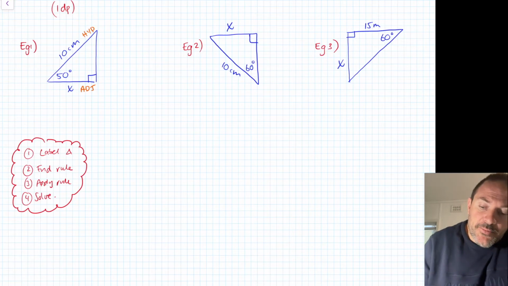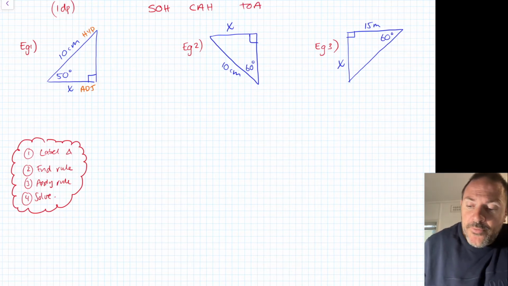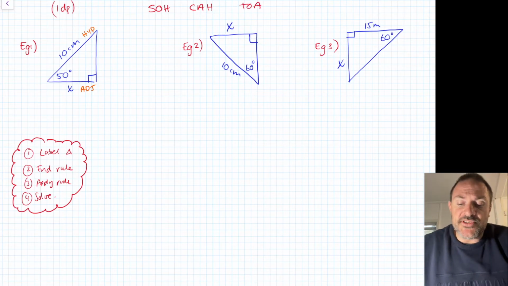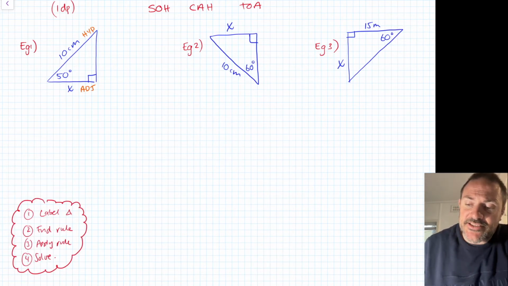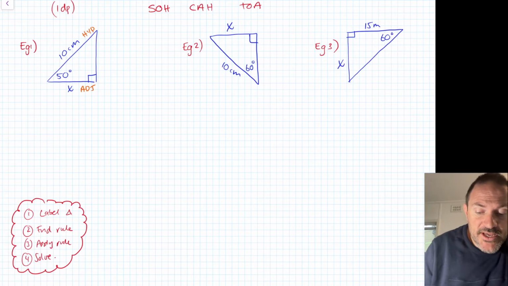I might just write SOHCAHTOA above this, so I've got them all there. So which rule uses adjacent and hypotenuse? Well, hopefully you're screaming at me saying it's the cosine rule, or cos. So we can write cos theta equals adjacent over hypotenuse.